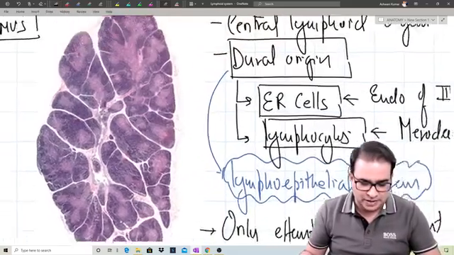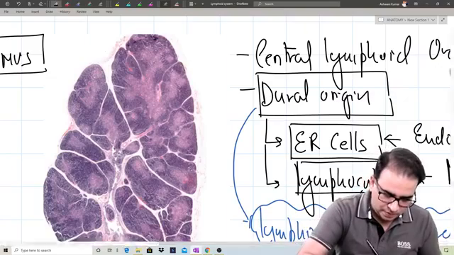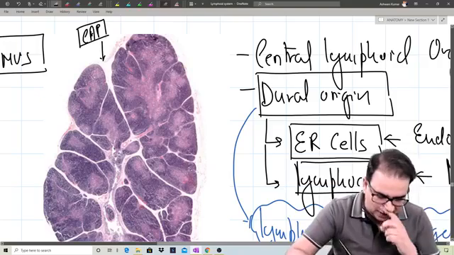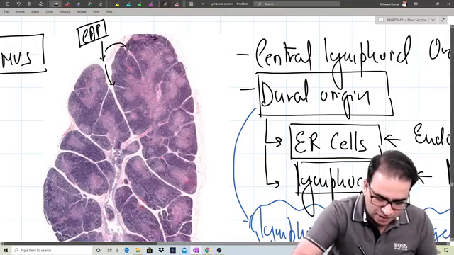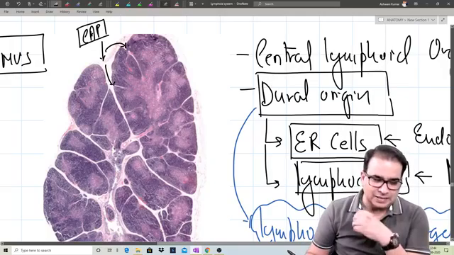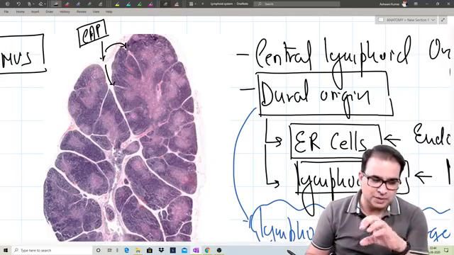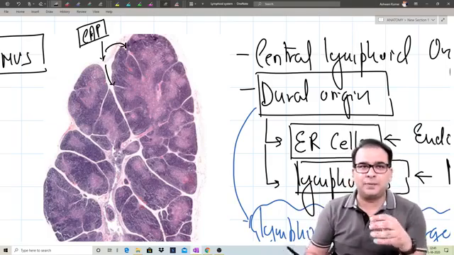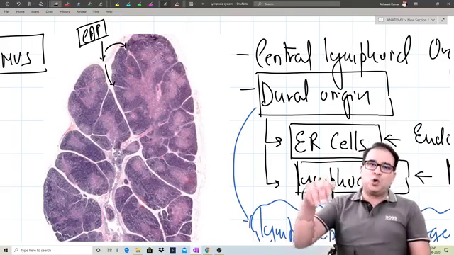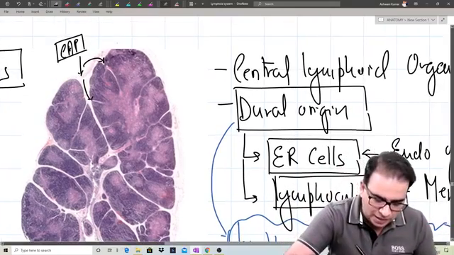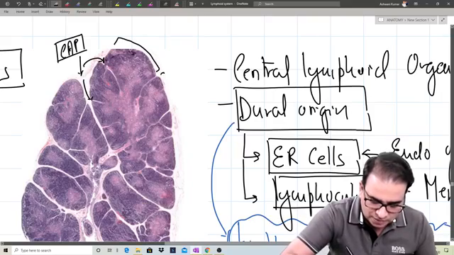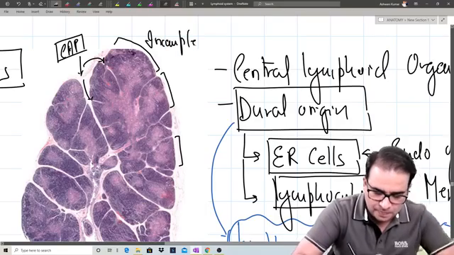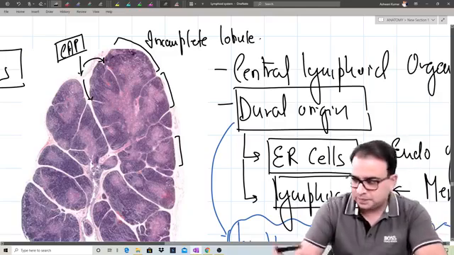But see what is to be noted here, guys. Although it is a low magnification, you can still see there is a capsule there, right? And this capsule is giving off these trabeculae. Now look at all these trabeculae which are going in. What these trabeculae are doing is dividing this thymus into incomplete lobules. The lobules are there inside, but they are still incomplete because the trabeculae entering inside do not go to the core. Look at this one here, and there's another one here. So these are all incomplete lobules.